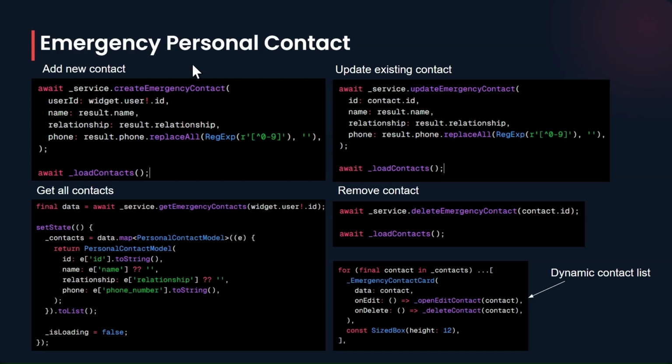Next, emergency personal contact. We apply CRUD operations so that the user can add new contacts, read all contacts, update existing contacts, and also remove contacts. The emergency service contact card is displayed as a dynamic list.